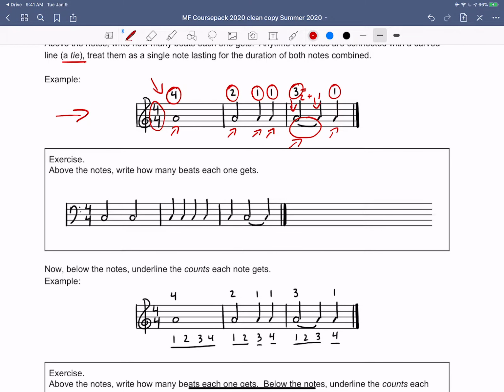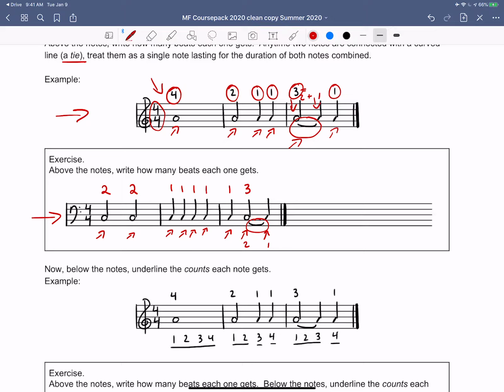So let me demonstrate with this next exercise. You can probably do this on your own right away, but just in case, I'll walk you through it. Your job here is just to write how many beats each note gets right above it. So here, of course, that's a half note, so that's 2. Another half note is 2. Each of these is a quarter note, so they each get 1. There are no ties or anything here to worry about just yet. Then we have another quarter note, which gets 1. Oh, now we've got a tie. So we've got a tie combining a half note with a quarter note. So it's as if we have a 2 plus 1. So overall, we get 3 for that one.